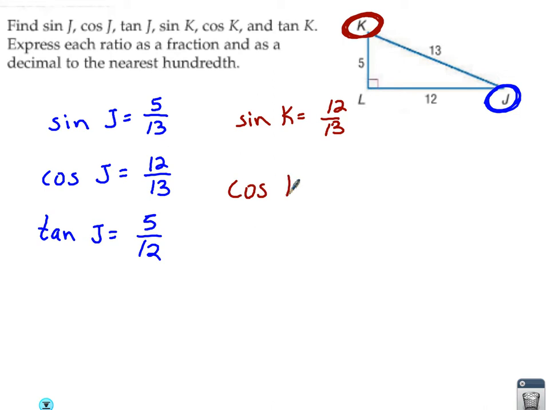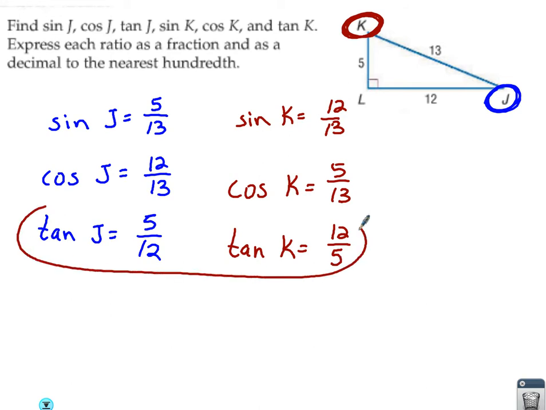Riley, I want the cosine of K. Sorry, 5 over 13. Good. And finally, I want Hunter the tangent of K. Nope, careful. Opposite first. 12 over 5. Good. And again, notice the relationships.